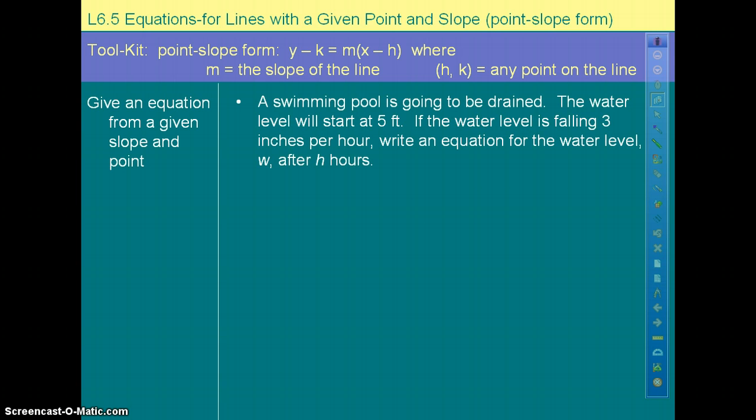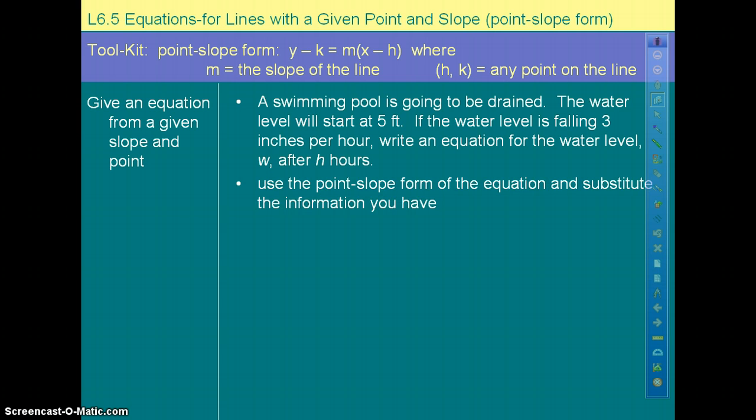So let's talk about a real-world scenario. A swimming pool is going to be drained. The water level will start at 5 feet. If the water level is falling 3 inches per hour, we're going to write an equation for the water level W after h hours. We're going to use the point-slope form of the equation and substitute in the information that we have.